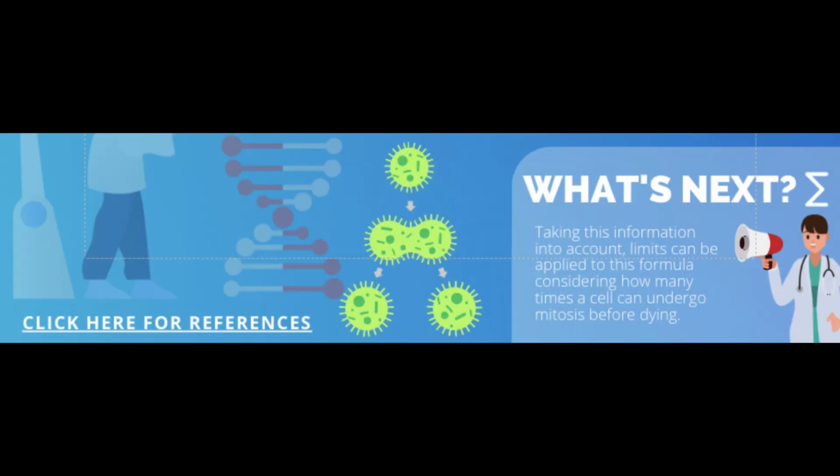I decided to add a small square on the bottom part of the infographic that's called What's Next. What this means is what's going to happen next with this project. I'll be focusing on adding limits. Taking all of the information into account, limits can be applied to this formula considering how many times a cell can undergo mitosis before dying.